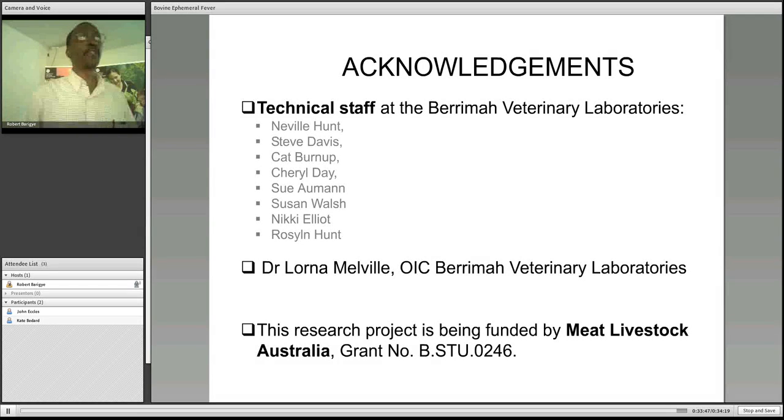Lona Merville, who in the first place thought about this project, that has provided me an opportunity to do this work, and the funders of the project, Meat and Livestock Australia, who have provided the resources. I think the reason that BEF hadn't been studied to this depth is probably because the government wasn't allocating enough resources to study the disease. And I'm very proud that we've been able to do that with the funding from these funders.